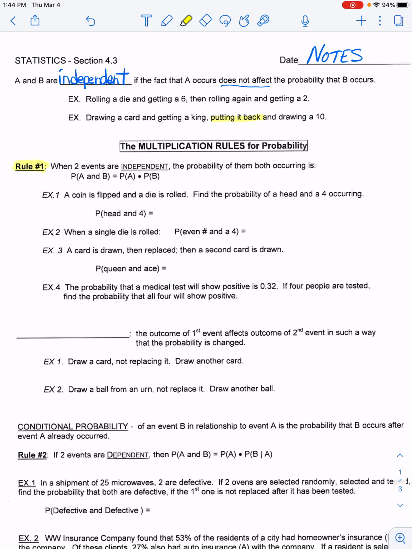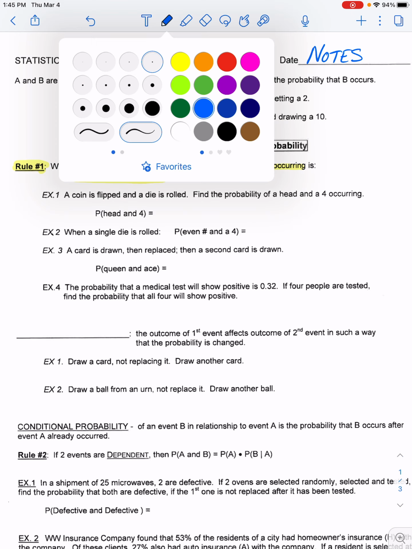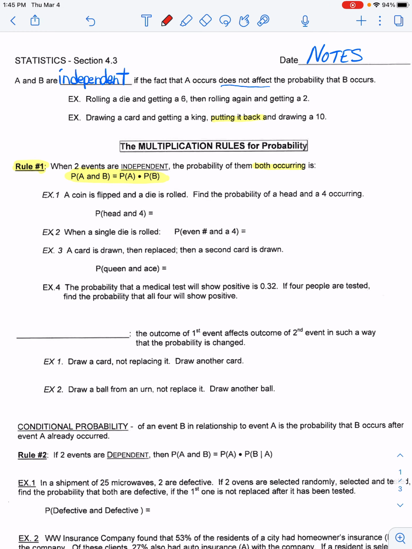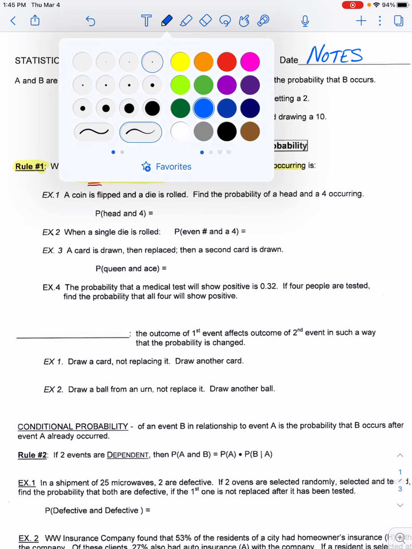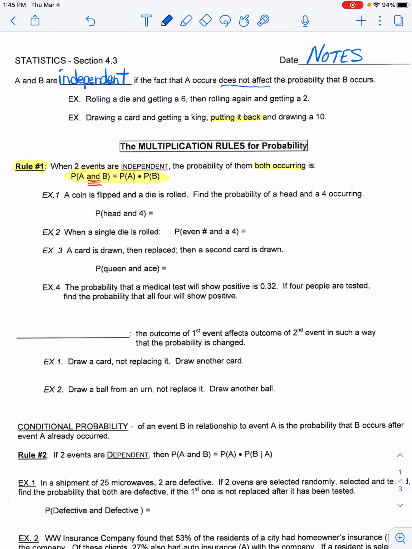Okay, so rule 1 for multiplication. When two events are independent, the probability of them both occurring, the probability of A and B, is the probability of A times the probability of B. Please note the word and. And means multiply. Okay, let's look at a couple examples.